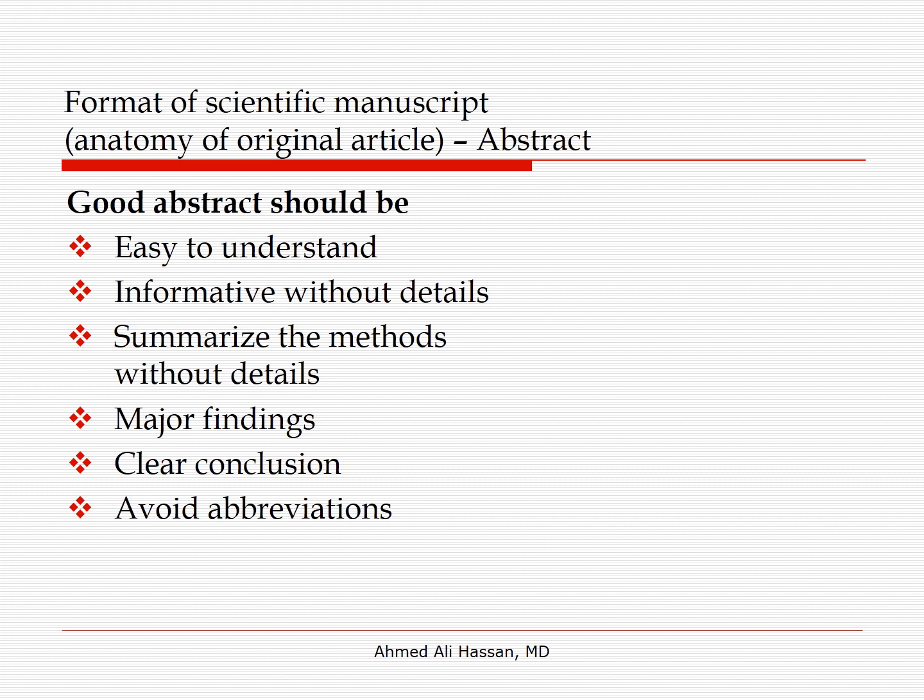To achieve a good abstract, you have to consider that it is easy to understand, in easy language, informative without much detail, summarizing the methods without details as much as possible. You mention the major findings, and ultimately write at the end clear conclusions for readers, and avoid many abbreviations in the abstracts. And it's important to know that abstracts don't have references. You don't have to mention references in the abstract.